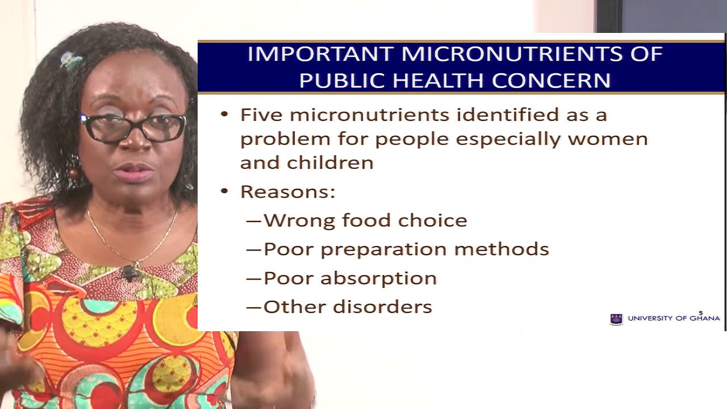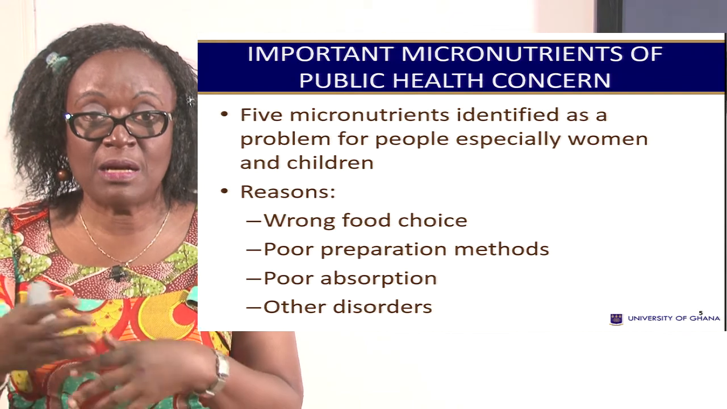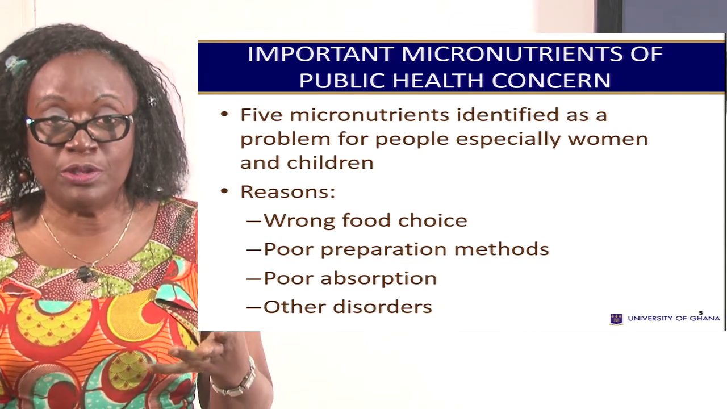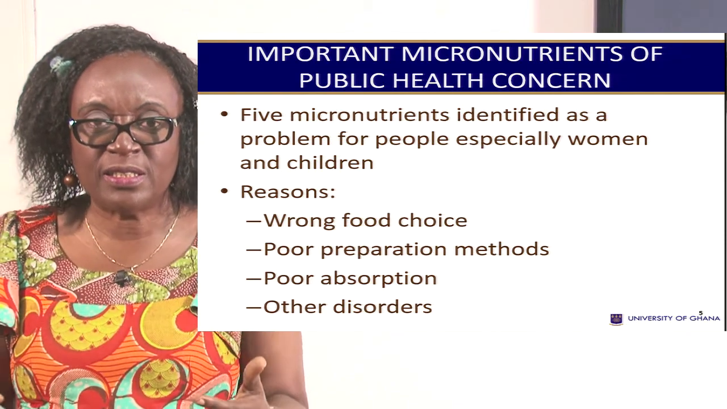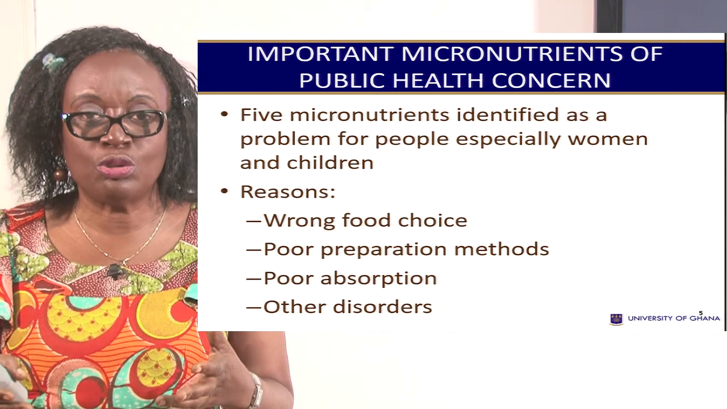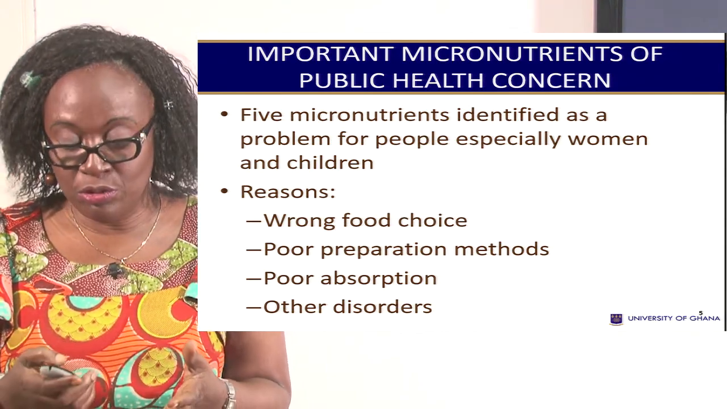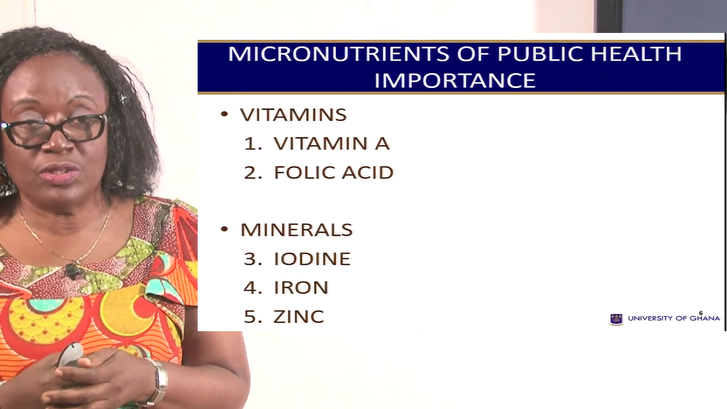When it comes to absorption, they are also poorly absorbed because of some of the cooking methods and some of the things that we've added, we've adulterated them, therefore they cannot be used. And then there may be other individual genetic disorders that may also influence the absorption of the micronutrients. Yes. What are these micronutrients?